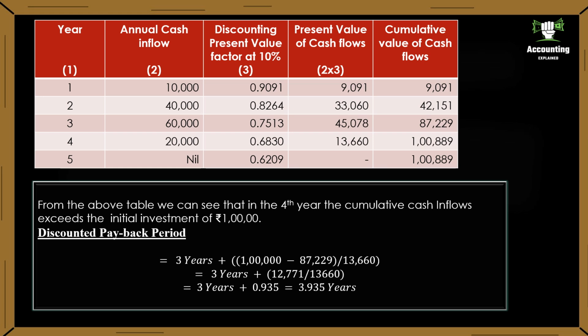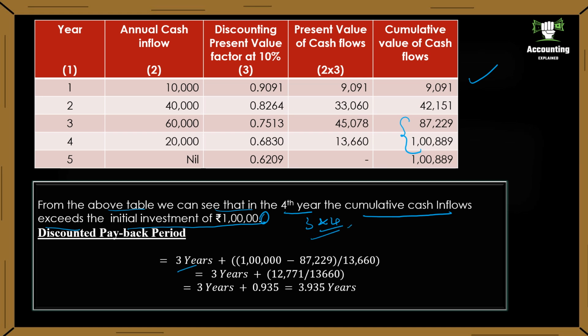This is the table which we did now. So on seeing the table we can see that 1 lakh lies somewhere in between third year and fourth year. From the above table we can see that in the fourth year the cumulative cash inflows exceed the initial investment of 1 lakh. So it is in between third year and fourth year.